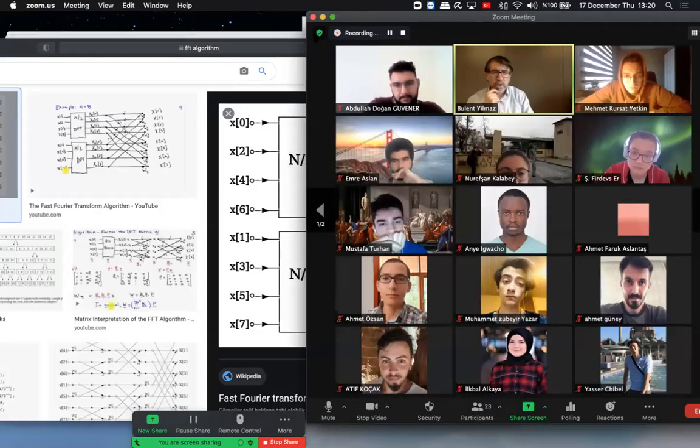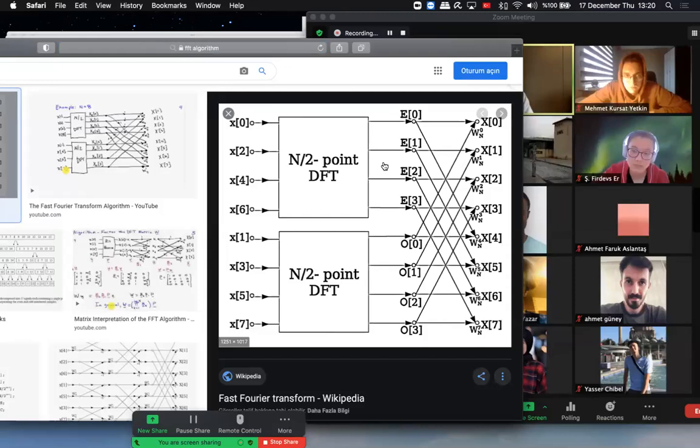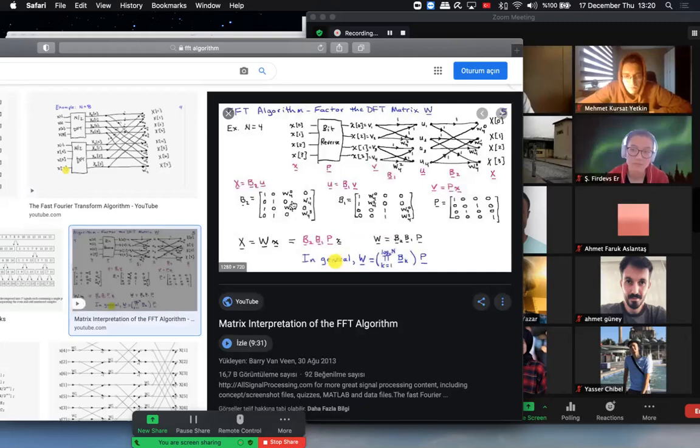Yes. So if you check the FFT algorithm, bakın, x0, x2, x3, x4, x6 are calculated with n over 2 point DFT. Actually, even part and odd part of our signal is in this algorithm, in this Fourier transform algorithm. Let me show this, for example, with reverse.